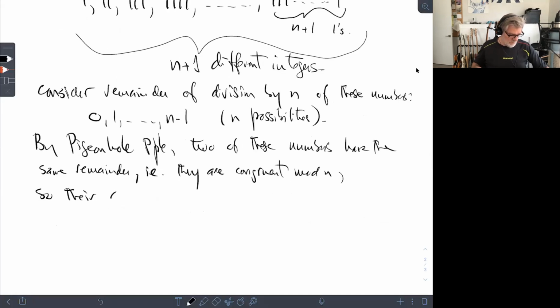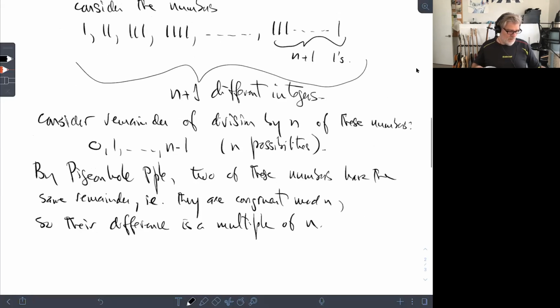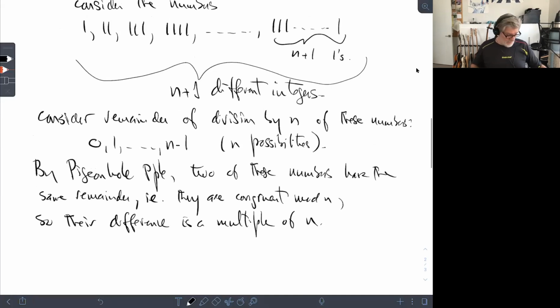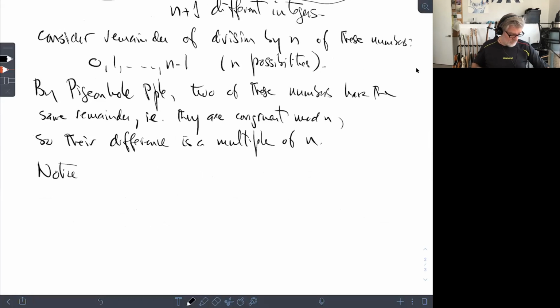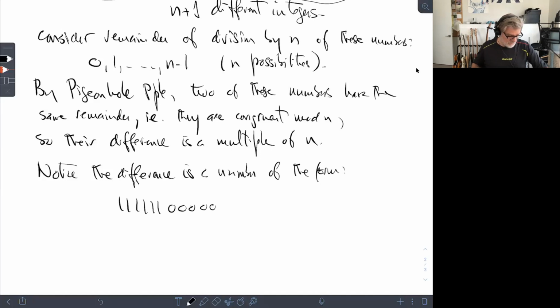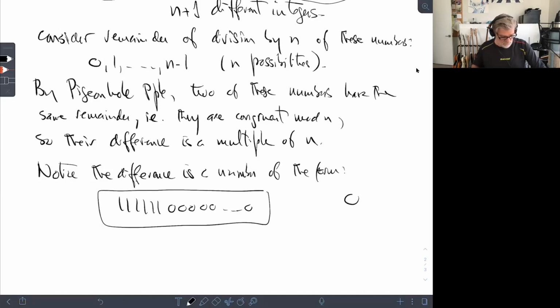So their difference is a multiple of n. Now look at these numbers. If you take the difference of two of them, you see what it looks like, right? So notice it's a number that looks like this. A lot of ones and then a lot of zeros. Is that okay? Does that make sense?